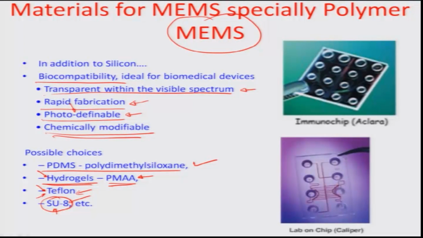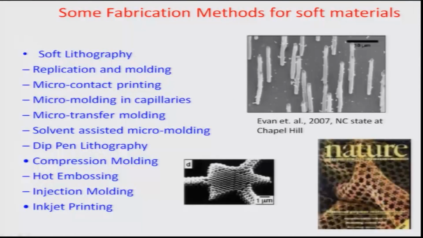based on the strategies of choosing as mentioned above, and some polymer microstructured chips are shown right here. This is the lab on chip developed by Caliper Technologies, another by Aclara Technologies, which does immunochemistry. So these are some of the applications of MEMS based microstructures for doing biomedical analysis.